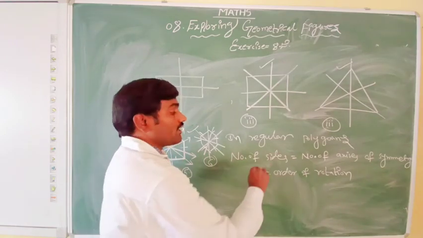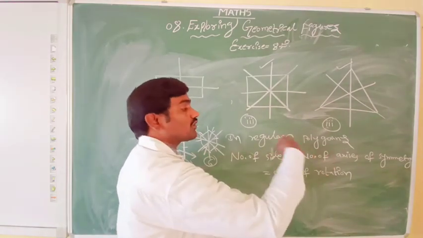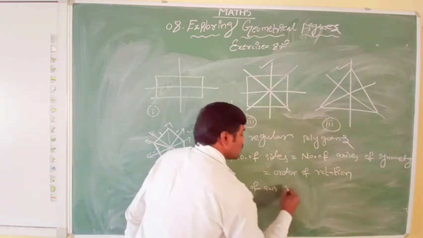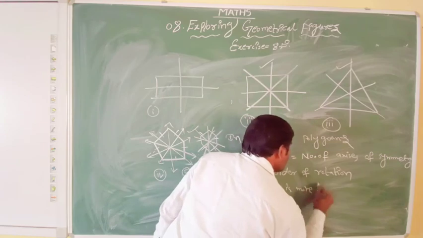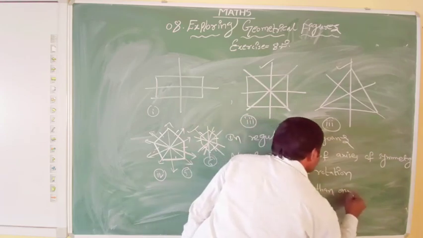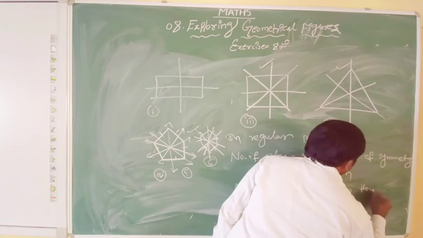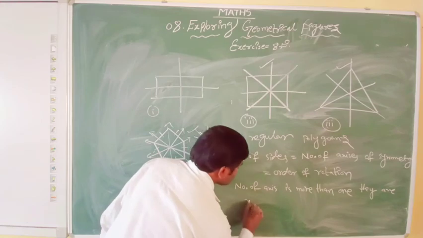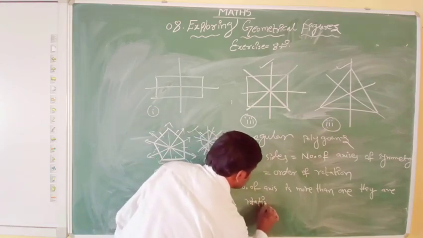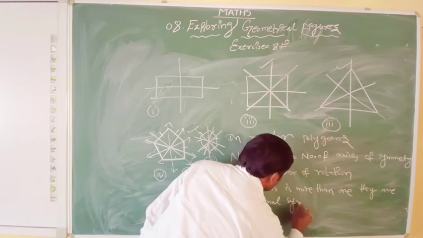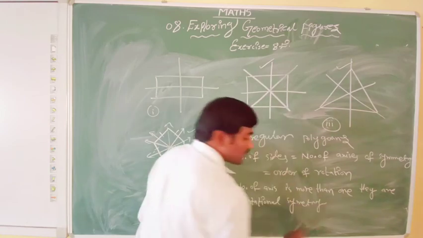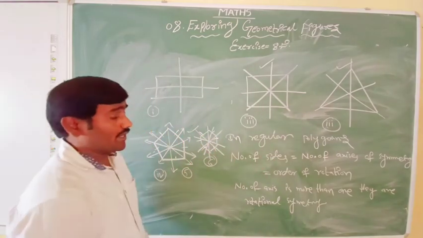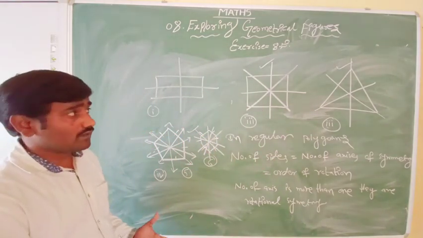And see, if the number of axes is more than one, they have rotational symmetry. Okay, and what can you say about point symmetry?